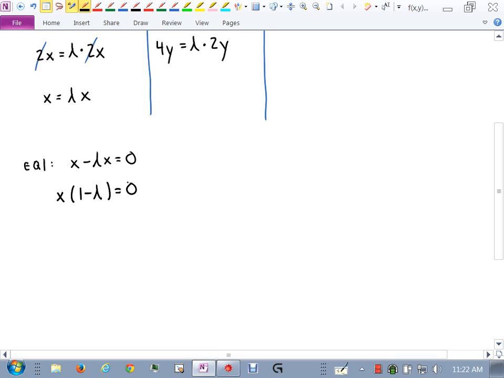So I have two scenarios here, right? I have two different scenarios that could occur. The first scenario is that x could be 0. The other scenario is that 1 minus lambda could be 0. I have to consider both scenarios, which means this work is now going to branch off into two new pieces of work. They're going to be their own little worlds. Does that make sense? Their own logical structure for each one.